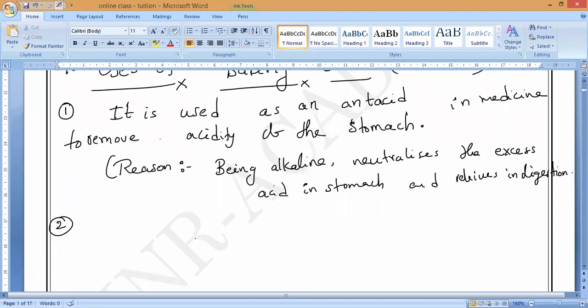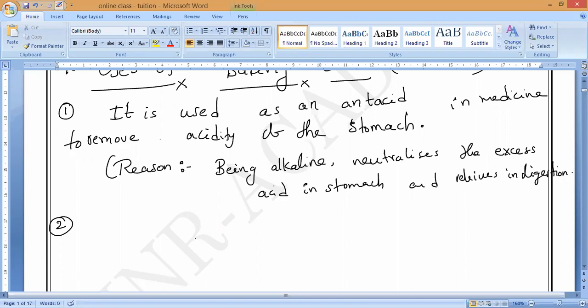What is the action of heat? Can you say what products are coming? Tell me, guys. Sodium carbonate, water, carbon dioxide. Correct? So the carbon dioxide gas which is coming from this, we are using it in what?